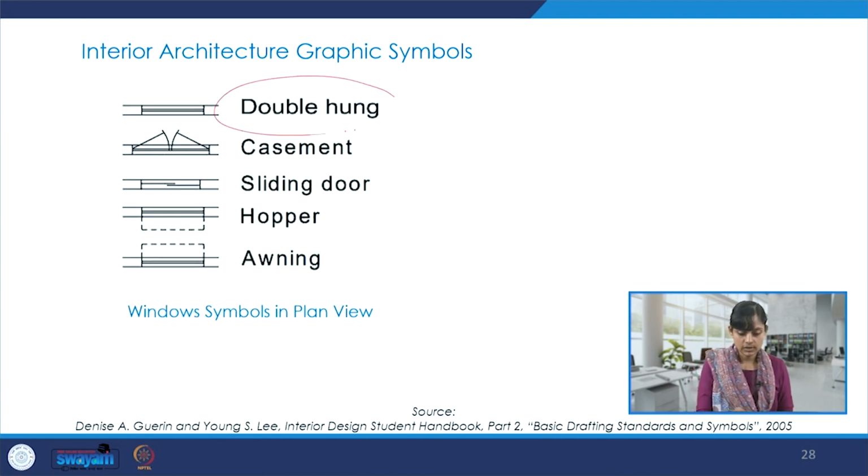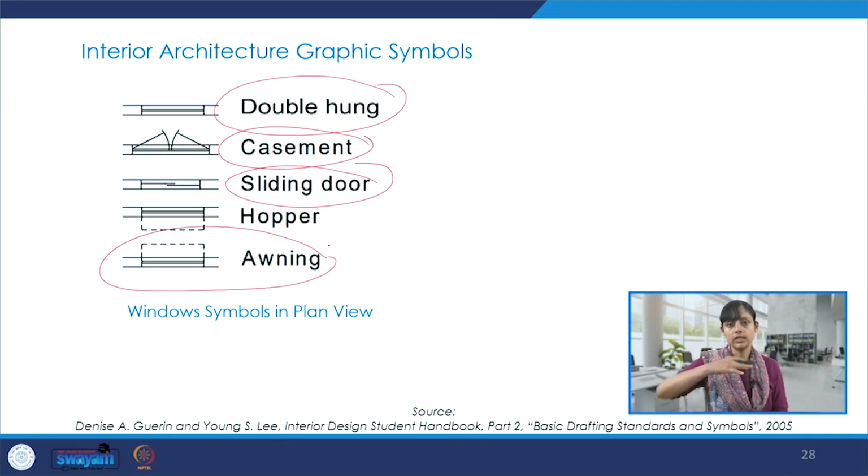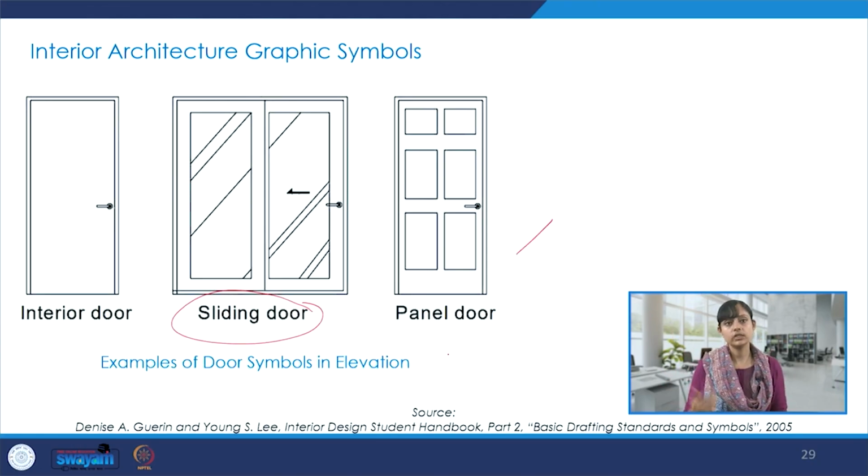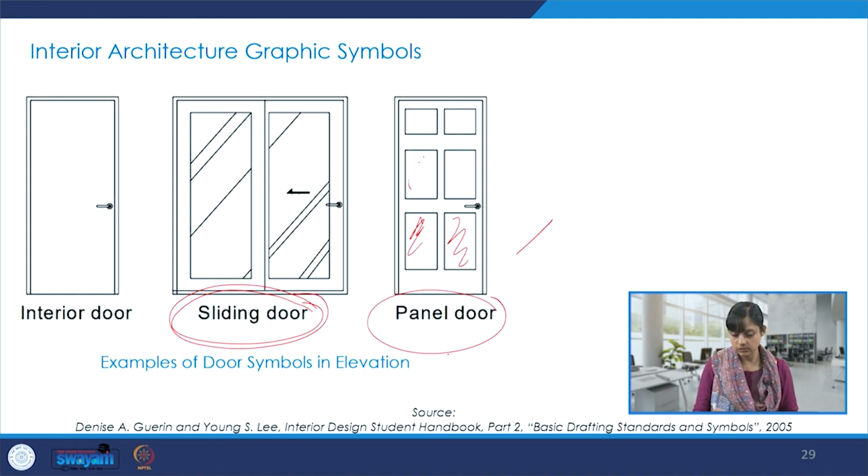And for something double hung, like a casement opening or a sliding door, there is also the awning, like the canvas you must have seen projected outside in restaurants, etc., just above the window openings. So we can even create a symbol for that awning. Then we have more interior architecture graphic symbols. Here, for the sliding door, this is for the panel door. So we have these panels over here. It could be a flush door, a panel door, and so on, and we can represent that graphically.